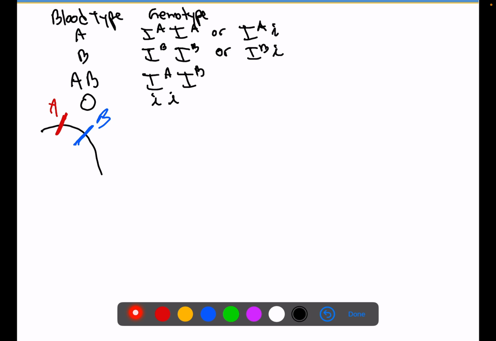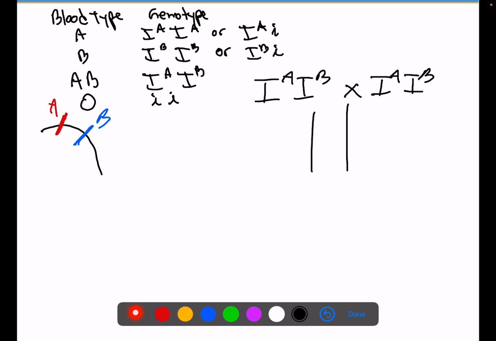Okay, so let's do a cross. Let's say we had an individual that was blood type AB, and we crossed it with another individual that was also, let's say, blood type AB. What kind of offspring would they have? All right, this is hetero with hetero. So we might be expecting like 1 to 2 to 1 genotype ratios, 1 to 2 to 1 phenotype ratios. Or I'm sorry, 3 to 1 phenotype ratios.